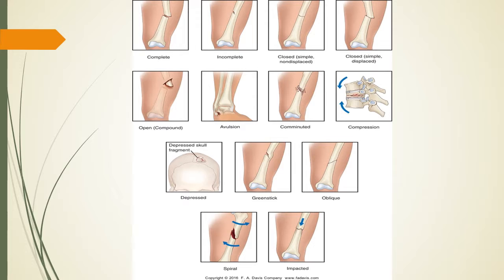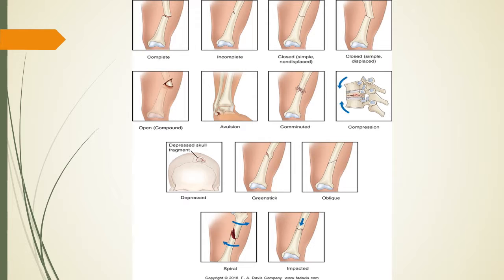Comminuted is all those little broken pieces. A compression fracture is only in the spine, so it's compression of a vertebral body. Typically it happens in older patients as their bone density decreases. They're more likely to get compression fractures, or some sort of traumatic accident for younger people. A depressed fracture only happens in the skull, which of course is going to lead to risk for increased intracranial pressure. Greenstick is an incomplete simple fracture that is broken on one side and bent on the other.